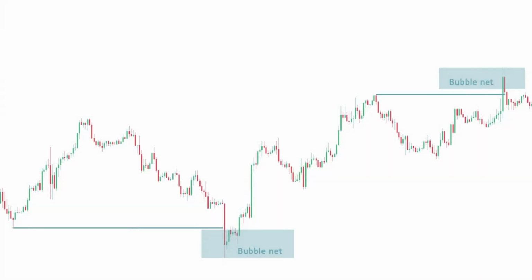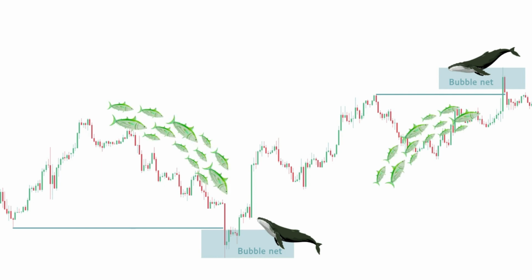Similarly, institutions create price movements that herd retail traders into predictable positions, making it easier to execute their large orders against this concentrated liquidity. By understanding this dynamic, you can avoid becoming the small fish and potentially position yourself alongside the whales. Let's summarize what we've learned.